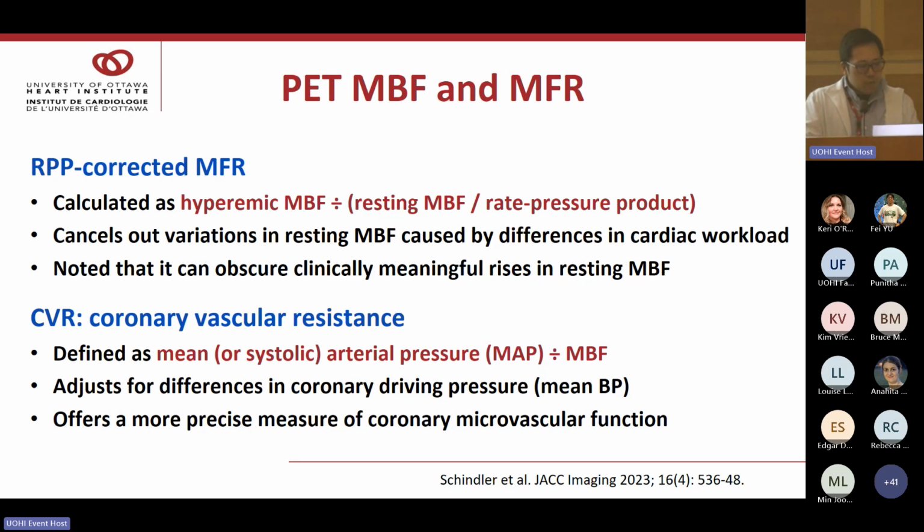So coronary vascular resistance, CVR, is calculated by dividing mean or systolic arterial pressure by MBF. Because CVR takes into account coronary driving pressure, CVR provides a more accurate measure of microvascular function than simply looking at blood flow.